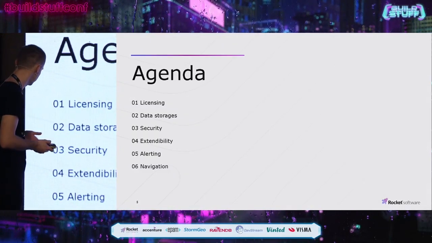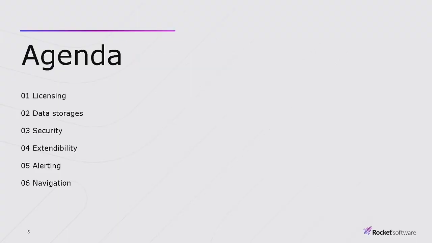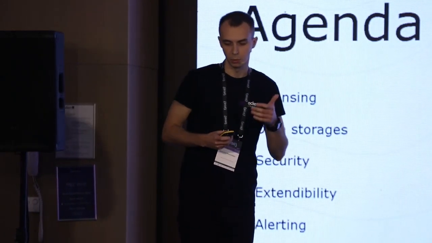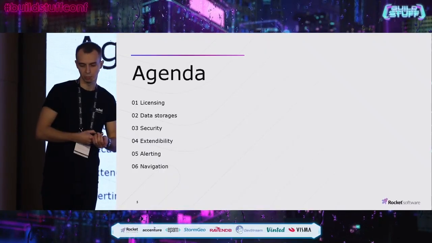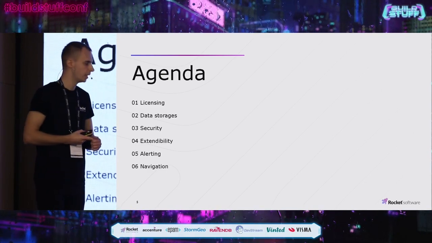Okay, so today's agenda is we are going to cover the following topics: licensing, data storages, security, extendability, alerting, and navigation. I would rather not spend time talking about visualizing the three pillars of observability, which are metrics, logs, and traces, but would like to spend time discussing these topics. There are plenty of articles about visualizing these things.